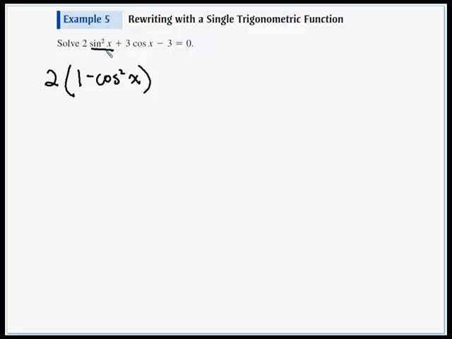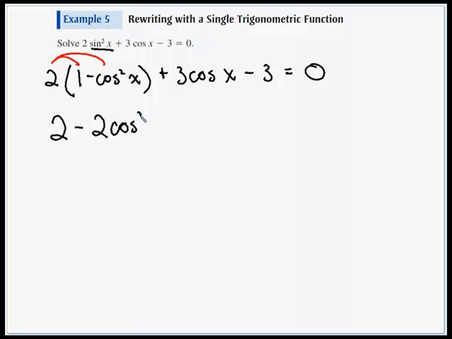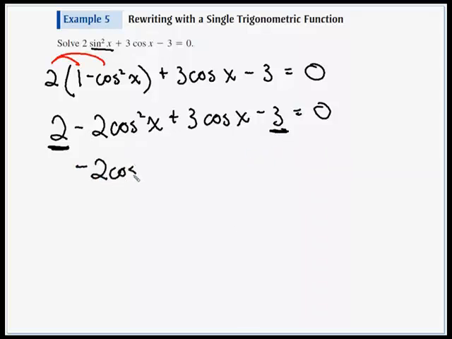So that took care of the sine squared, and then here we'll have a plus 3 cos x and a minus 3 equals 0. So we distribute the 2 to those two terms. So we'll have 2 minus 2 cos squared x plus 3 cos x minus 3 equals 0. And then we collect our like terms. We have a 2 and a minus 3, so that's going to add up to negative 1. Minus 2 cos squared of x plus 3 cos x minus 1 equals 0.